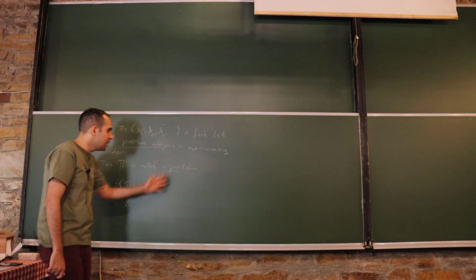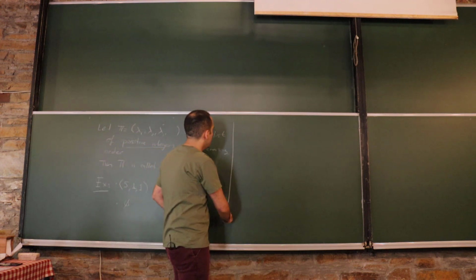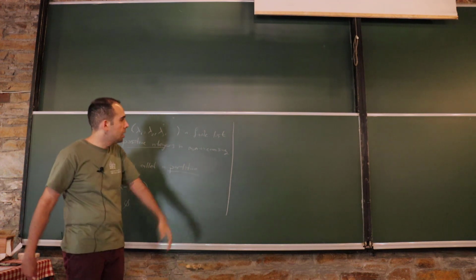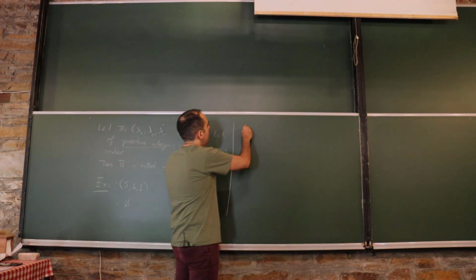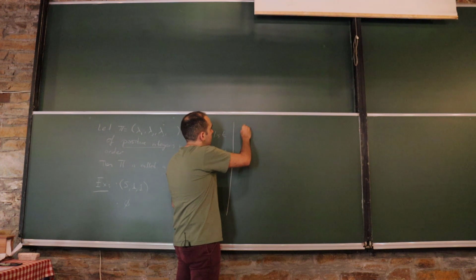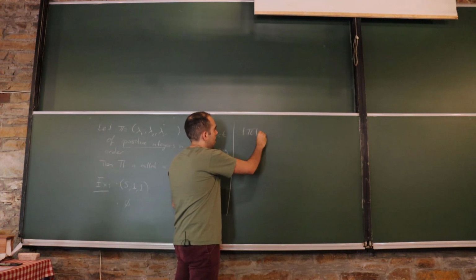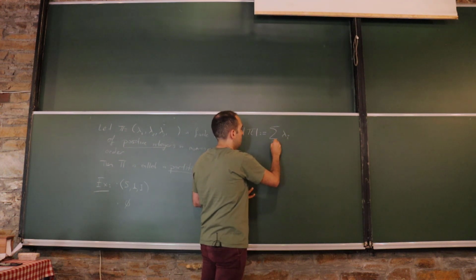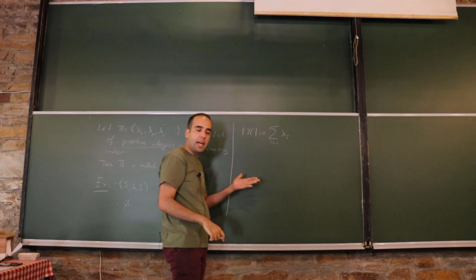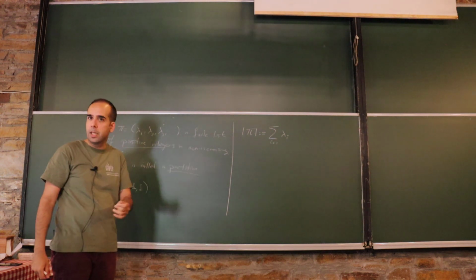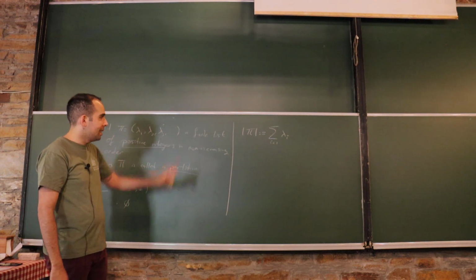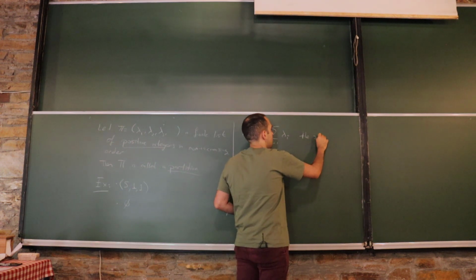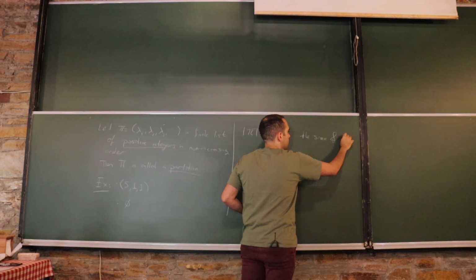Now let me define the size of a partition. It's a finite list of positive things, so I might as well sum it up and see what the total is. We define the size of pi to be the sum of all these lambda i from 1 to however many parts you have. But it's a finite list, so it must be finite, right? And this is called the size of pi.